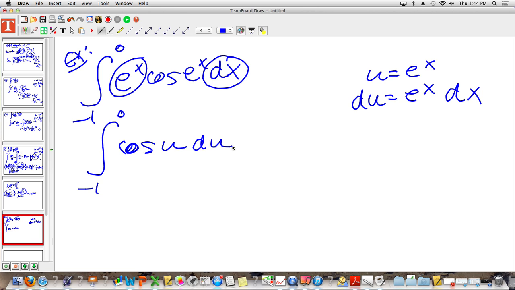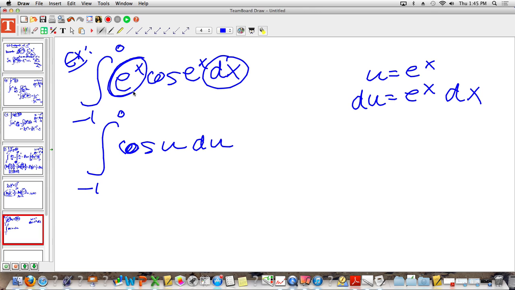So what function has a derivative of the cosine of u? I kind of said that backwards. In other words, what is the integral of the cosine? Sine. In other words, the derivative of sine is cosine. What happened to the du? e to the x? This e to the x?